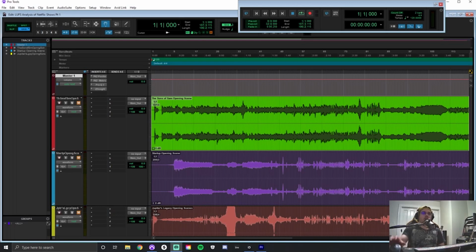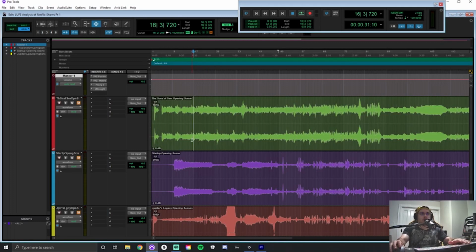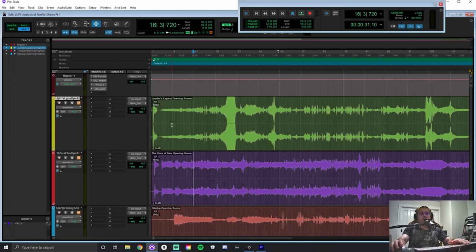And what I have here is kind of interesting. I have 3 shows taken off of Netflix, 3 different types of shows. And we're going to look at the waveforms, look at the dynamic range, look at the differences, and this should give you a good idea about what you should expect from your own media production.